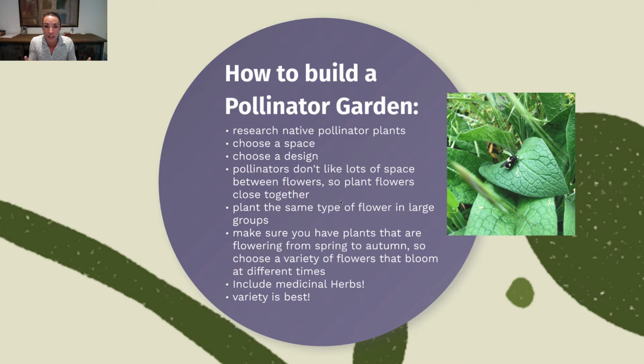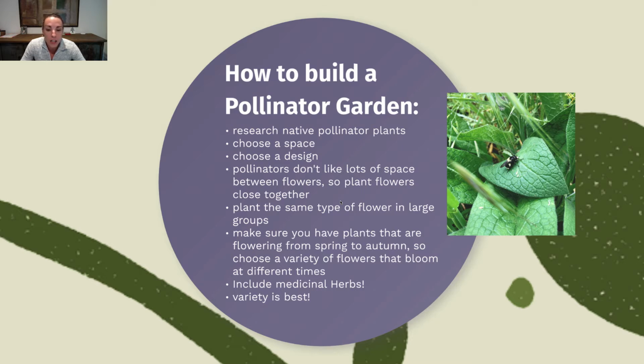sort of flowering plant to feed on from spring to summer. A lot of flowers only flower for a very short amount of time, and then the bees and the butterflies are like, where's my food? So you want to research which flowers will bloom from spring through autumn and choose a variety of those to give them a varied diet.